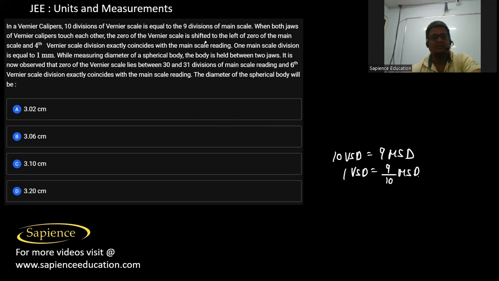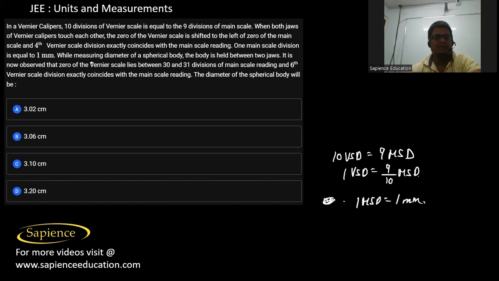The 0 of the vernier scale is shifted to the left of the 0 of the main scale, and the fourth vernier scale division coincides with the main scale. So there is a negative zero error. And one main scale division is equal to 1 millimeter.